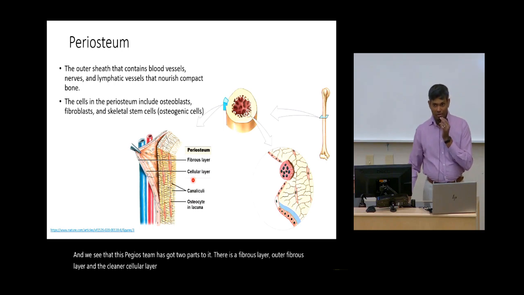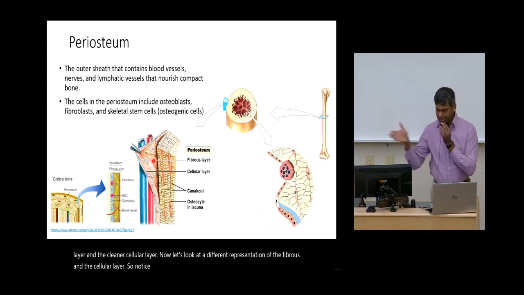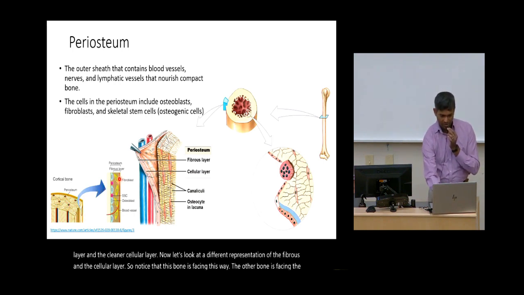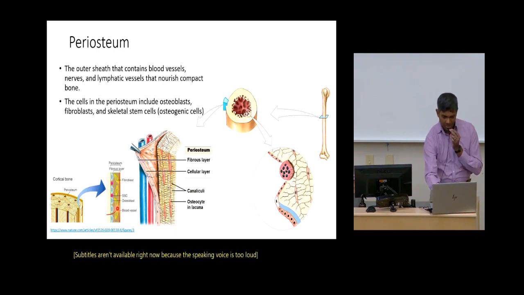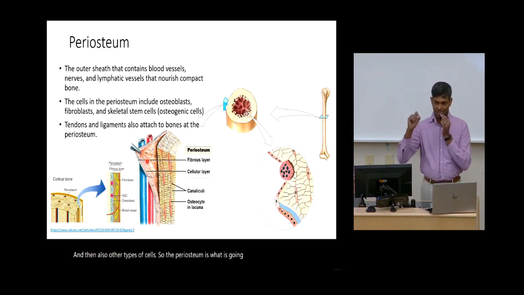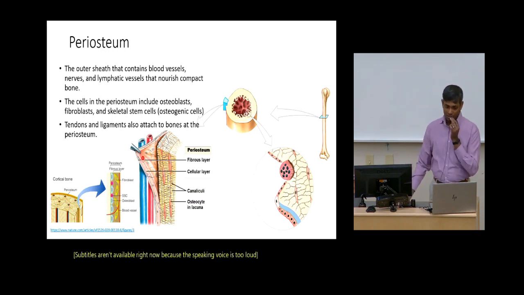Now let's look at a different representation of the fibrous and the cellular layer. So notice that this bone is facing this way, the other bone is facing the other way. So the fibrous layer is going to contain fibroblasts, no surprise, which make their surrounding matrix, and there are also blood vessels here. Whereas the cellular layer, it's got this SSC, which stands for the skeletal stem cells, and we'll talk about this in the upcoming lecture on Wednesday. And there are also other types of cells. So the periosteum is what is going to link to tendons, and it can also link to ligaments, right? So that's why we need to consider the periosteum.